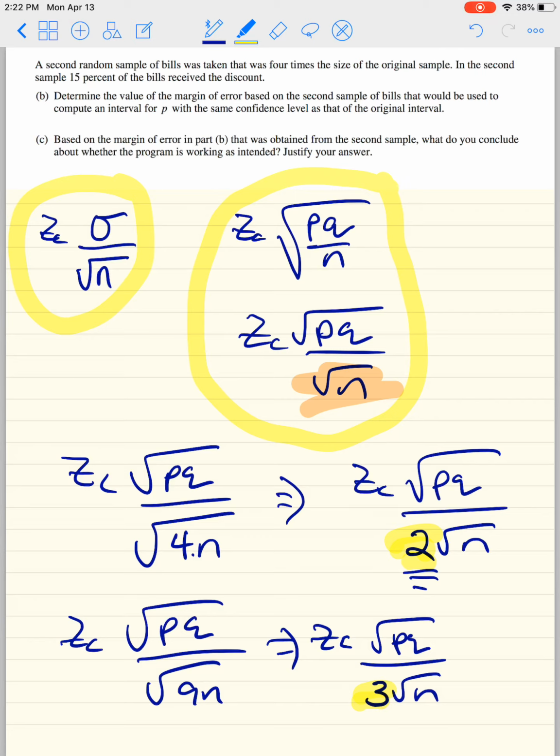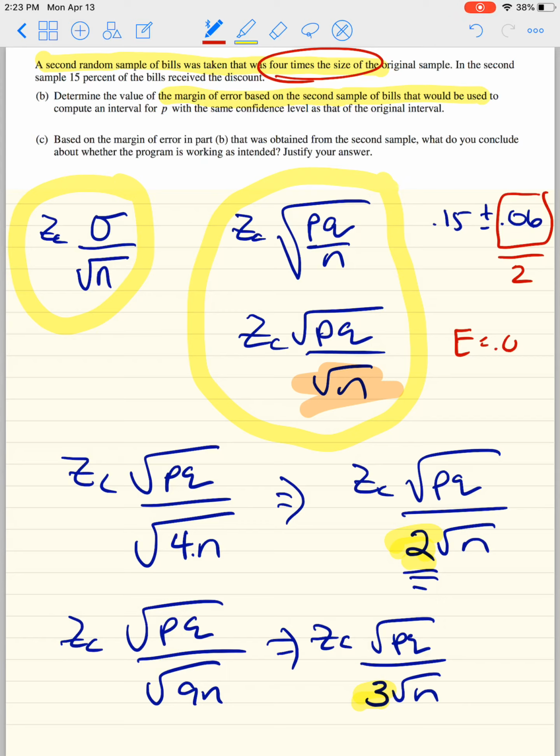So it says determine the value of the margin of error based on the second sample that would be used to compute the value of P with the same confidence level. So the second random sample of bills was taken that was 4 times the size. Remember that in the past problem, it was 0.15 plus or minus 0.06. And this is our margin of error. Multiplying the sample by 4 means divide it by 2. So the new margin of error is 0.03. So that's how we get that.